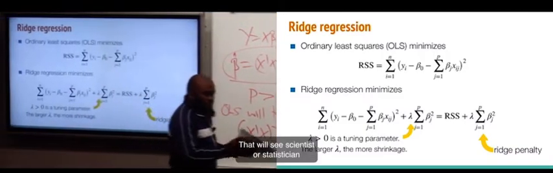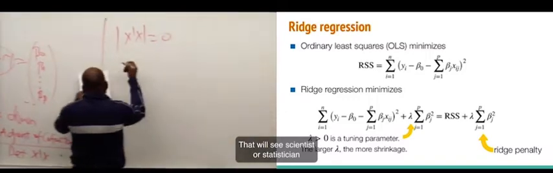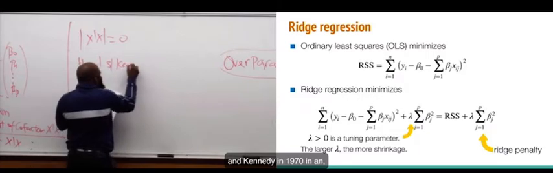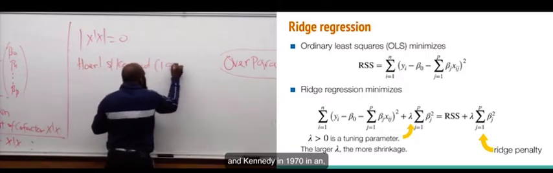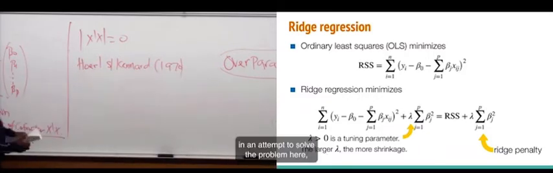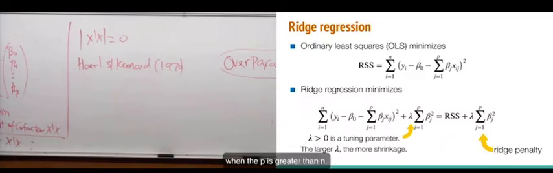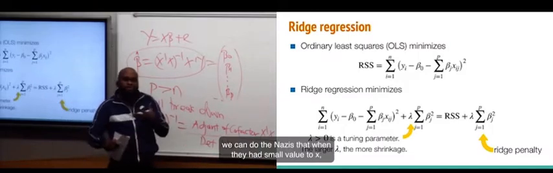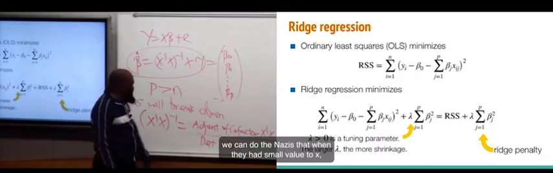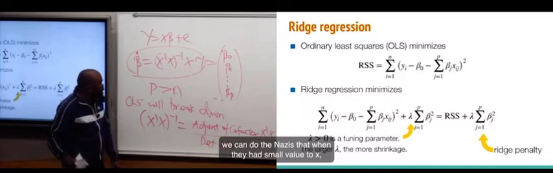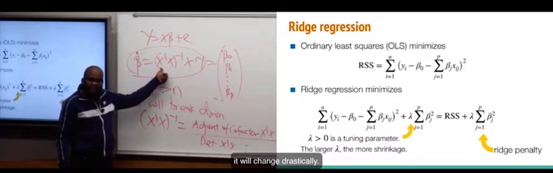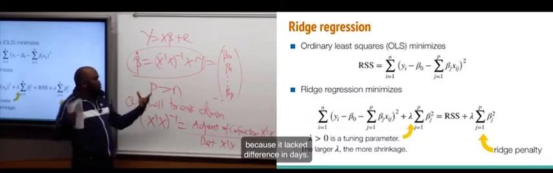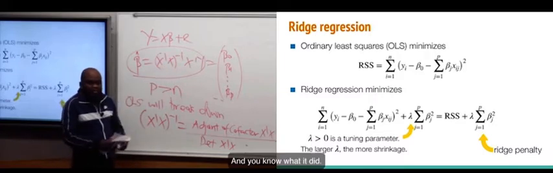Okay, that was a statistician called Hoerl and Kennard in 1970, in an attempt to solve the problem here when the P is greater than N. And these two guys said, this is what we can do. They noticed that when they had a small value to X, it would change drastically. It caused a large difference in this. And you know what they did?